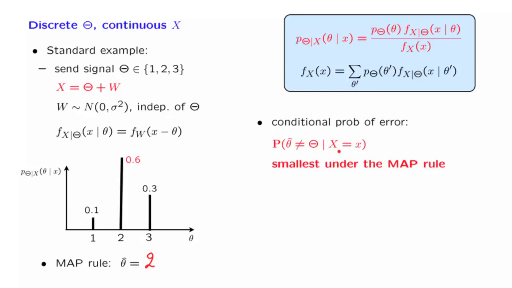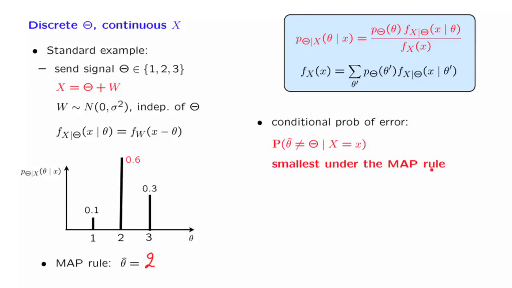Now, the fact that X is continuous really makes no difference once we arrive at this picture. With the MAP rule, we still choose the most likely value of theta, and this is our estimate, and we can calculate the probability of error, which for the MAP rule would be 0.4. Exactly the same argument as for the case of discrete observations applies and shows that this conditional probability of error is smallest under the MAP rule.